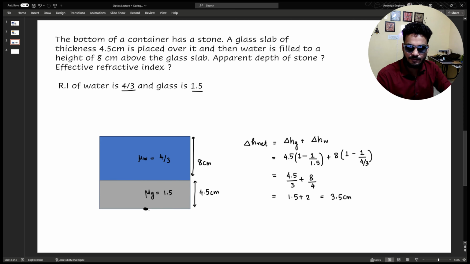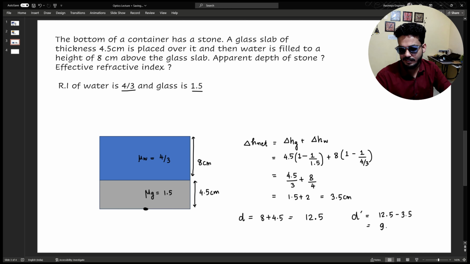So the net shift of the object is 3.5 centimeters, whereas the actual total depth is 8 plus 4.5, which is 12.5. It has shifted up by a distance of 3.5, so the apparent depth is 12.5 minus 3.5, which puts me at 9 centimeters. Let me check the answer. Yes, 9 centimeters is the correct answer for this one. So you found out d dash.